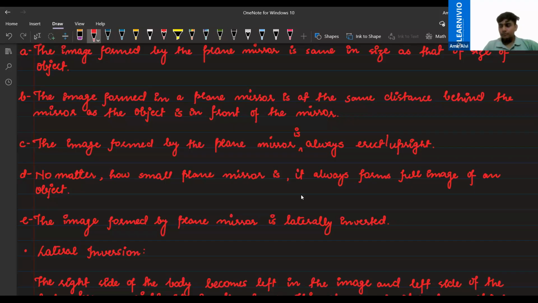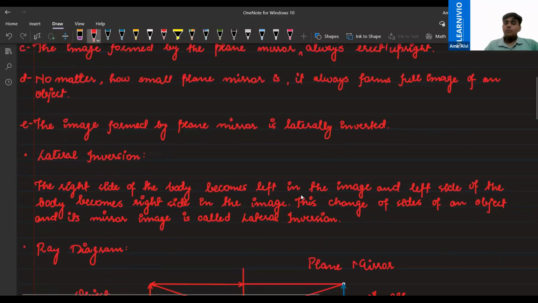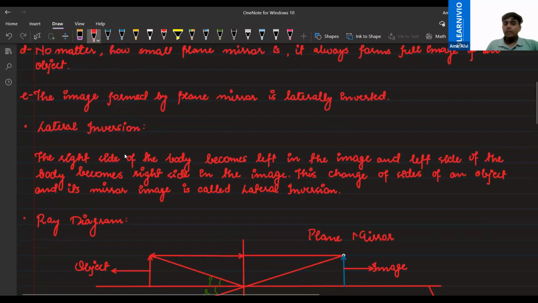When you raise your right hand, in the image it appears as your left hand, and the left hand appears as your right hand. Yes or no, Inan? Any doubt so far? Okay, so next, what is lateral inversion? The right side of the body becomes the left side, and the left side of the body becomes the right side. So this change of side of an object and its mirror image is called lateral inversion.